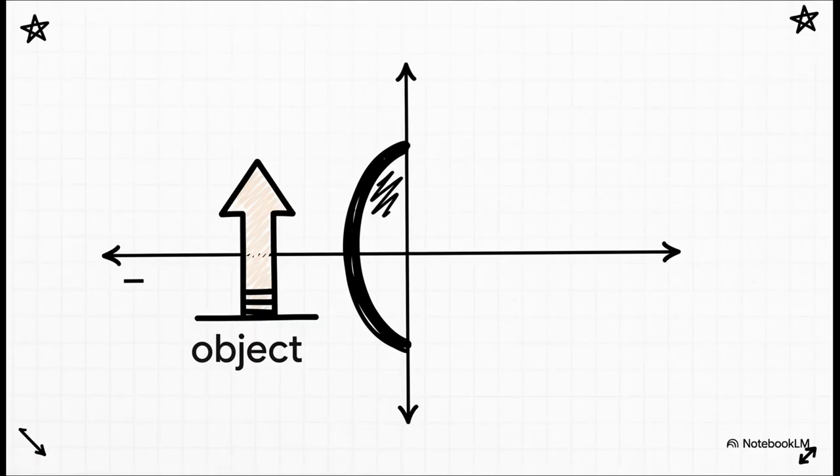This is the number one rule you must follow, the sign convention. Just imagine the center of the mirror or lens is the origin on a graph paper. Anything to the left is negative, anything to the right is positive. Anything upwards is positive, and anything downwards is negative. It's that simple. Just follow this rule and your answers will always be correct.